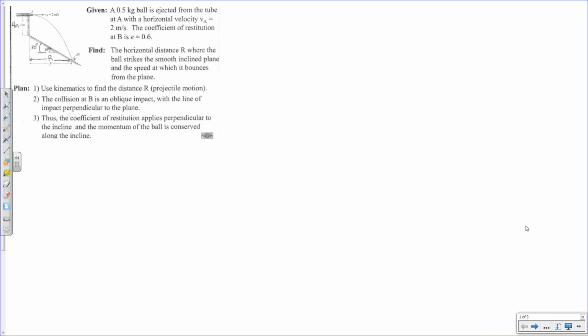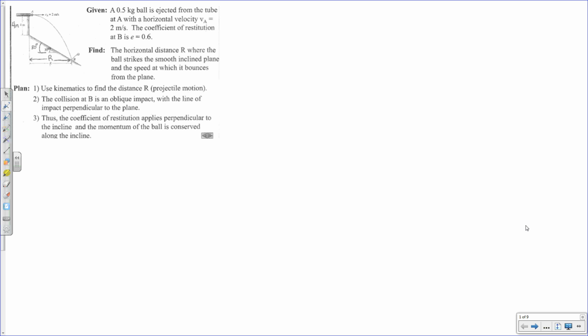All right, here's a problem where a half-kilogram ball is ejected from a tube at A with a horizontal velocity of 2 meters per second. The coefficient of restitution at B is equal to 0.6. And in this problem, we are trying to find a couple of things.